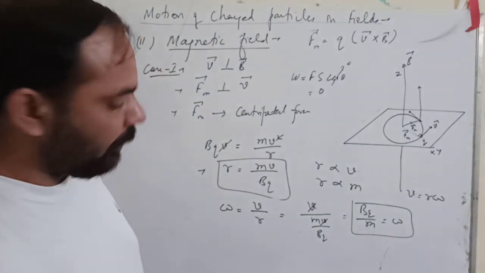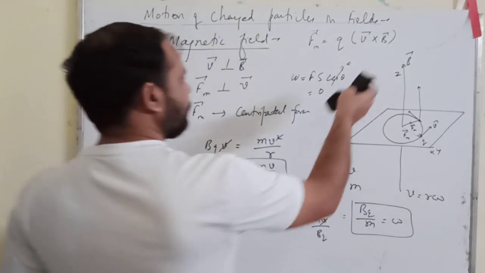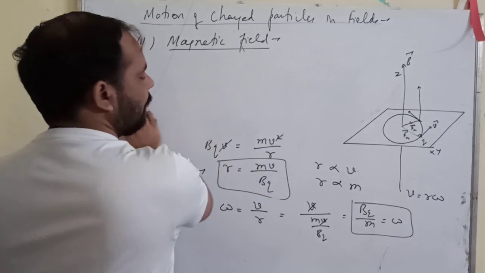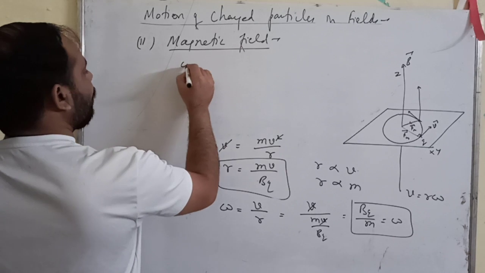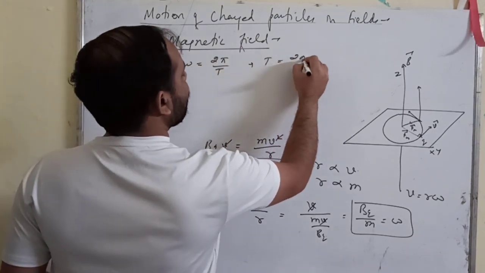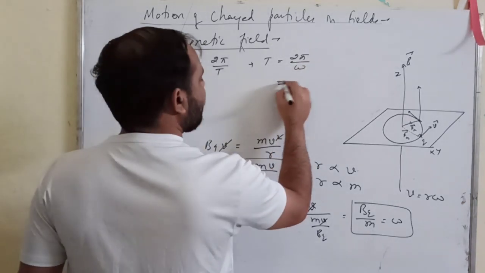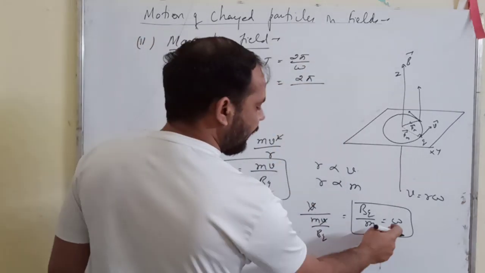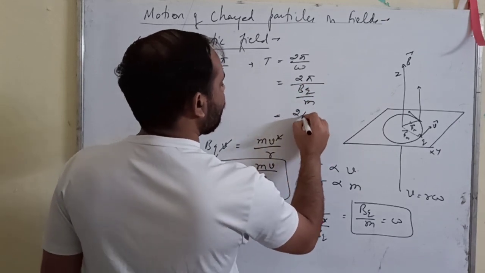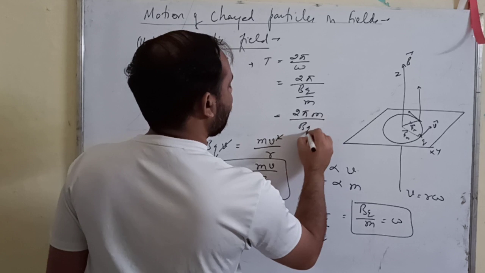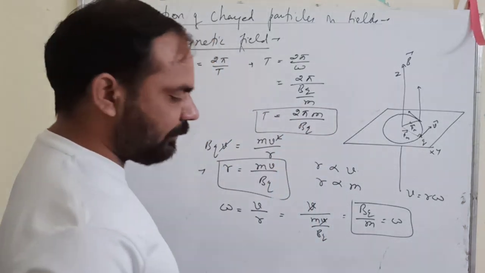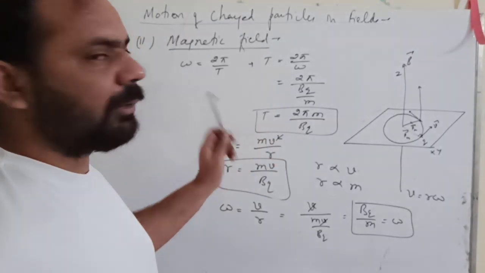Now from here we can obtain the time period of revolution also. Omega equals 2 pi by T. So T equals 2 pi by omega. So it is 2 pi upon omega, which is BQ upon m. So this is 2 pi m upon BQ. This is the time period, the time period of revolution.